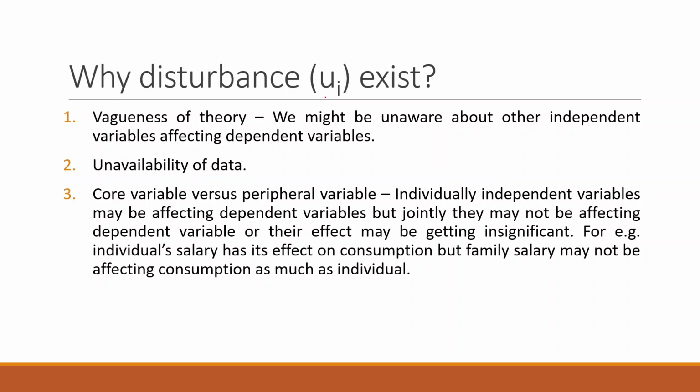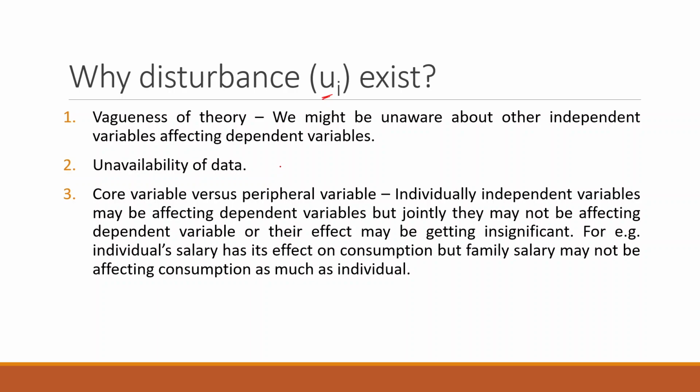Now the question arises, why is there an error? The first answer is vagueness in the theory. It may be possible that we are not in a position to consider all the independent variables which are affecting the dependent variable, and therefore the error exists in the model. Second, unavailability of the data.